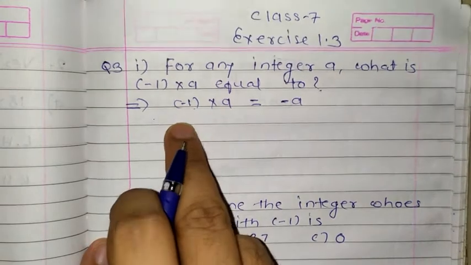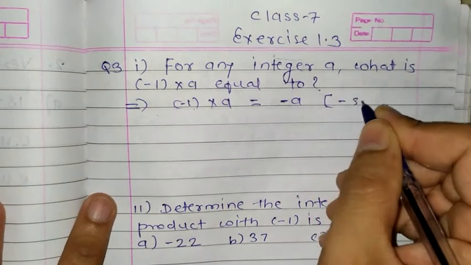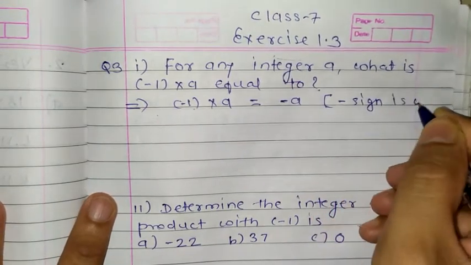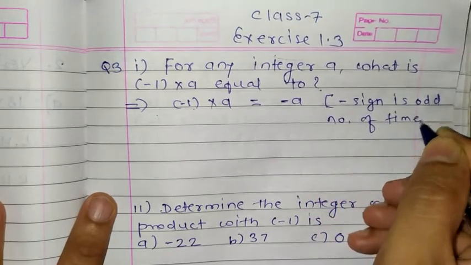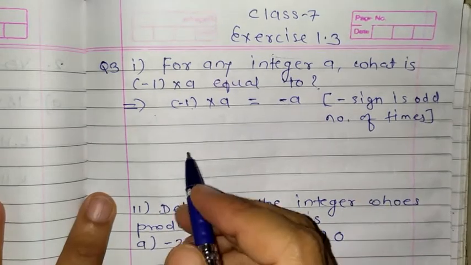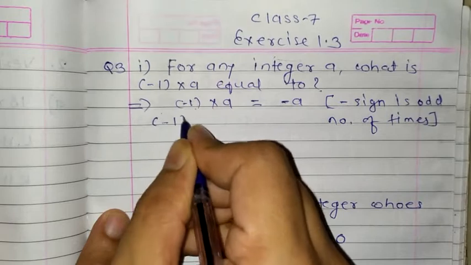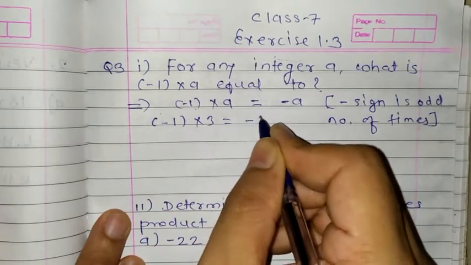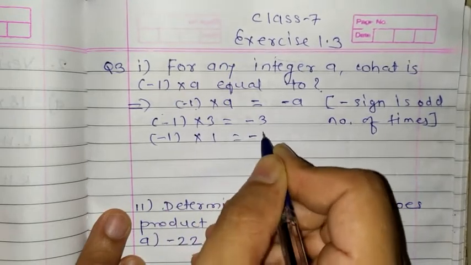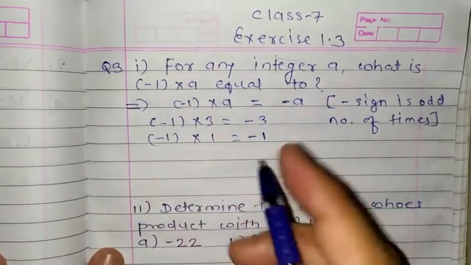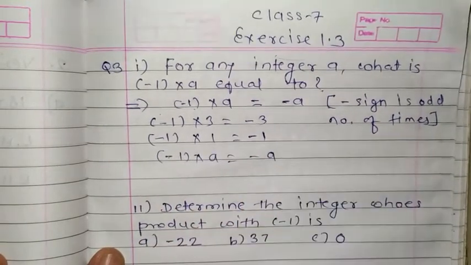Because the minus sign is there an odd number of times. You can write here: minus sign is odd number of times. That's why we have used the minus sign. And you can give some examples also, like minus 1 into 3, it is always minus 3, or minus 1 into 1 is minus 1. So that is the reason minus 1 into a is nothing but minus a.